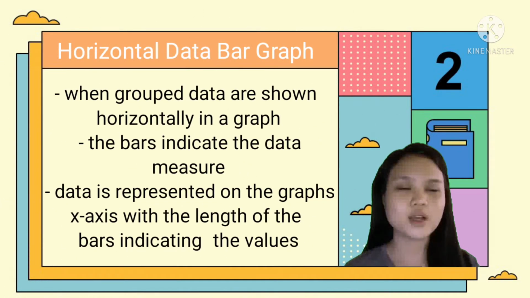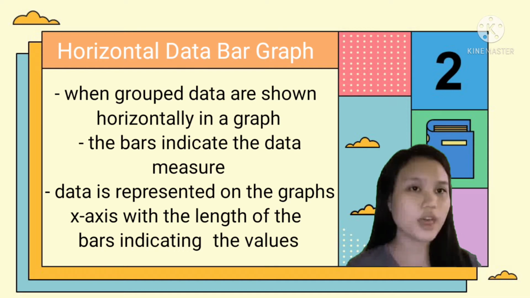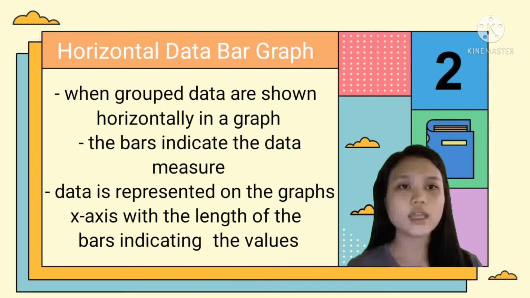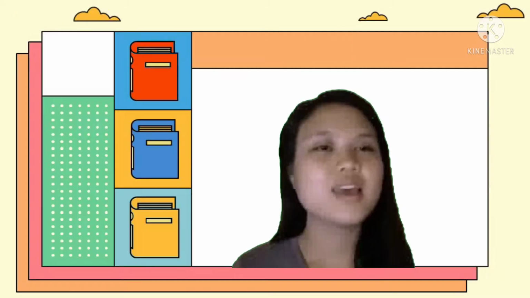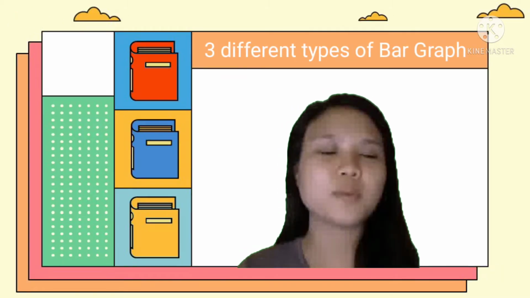Next, we have the horizontal bar graph. Horizontal bar graphs are created when group data is shown horizontally in a chart or graph with the help of bars, where the bars indicate the data measured. The data is represented on the graph's x-axis with the length of the bars indicating the values. So now let us define the three types of bar graphs.